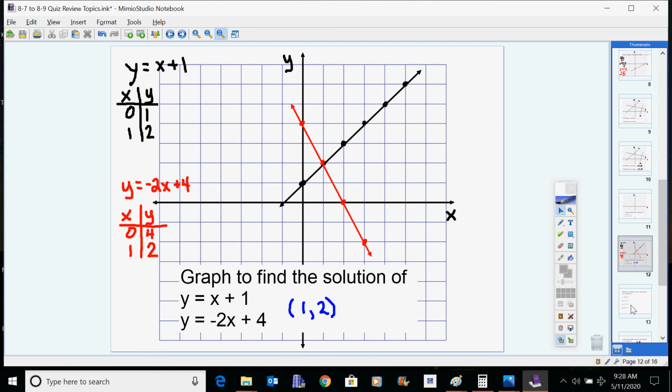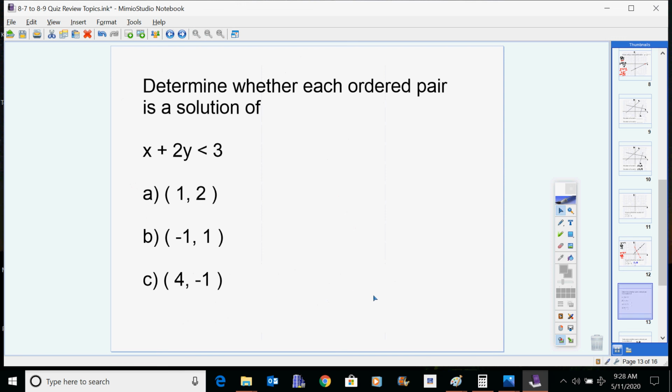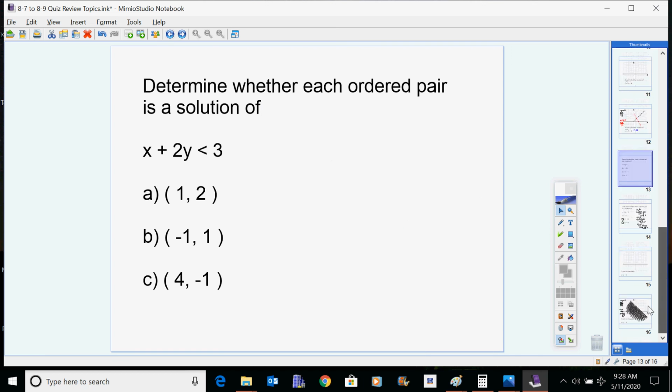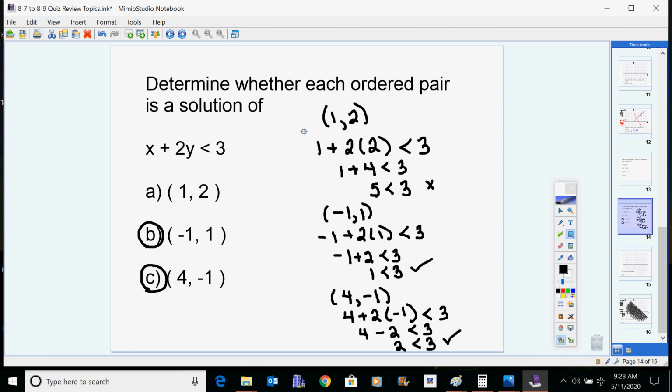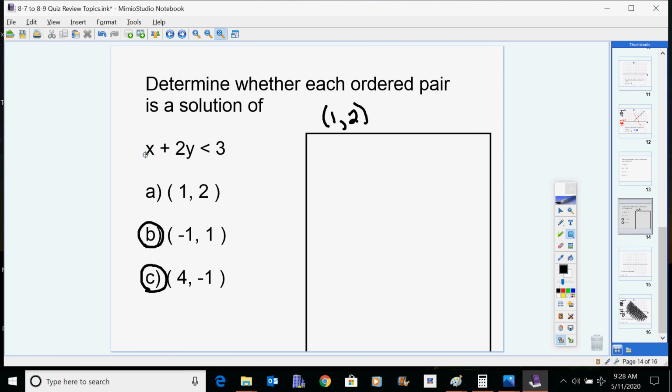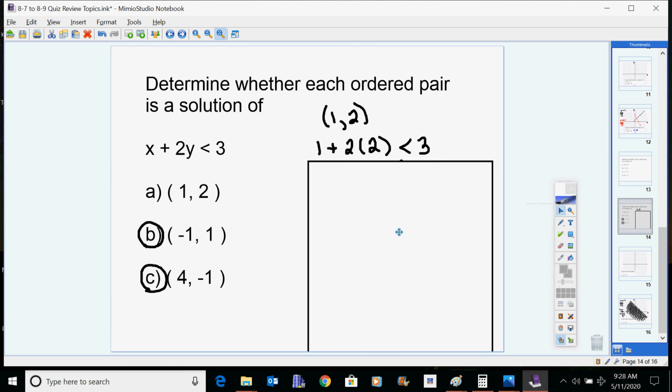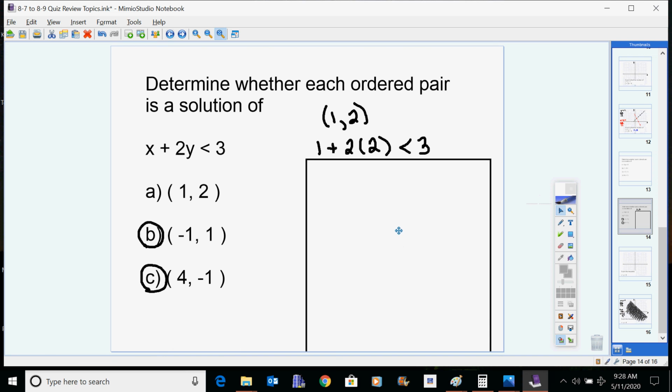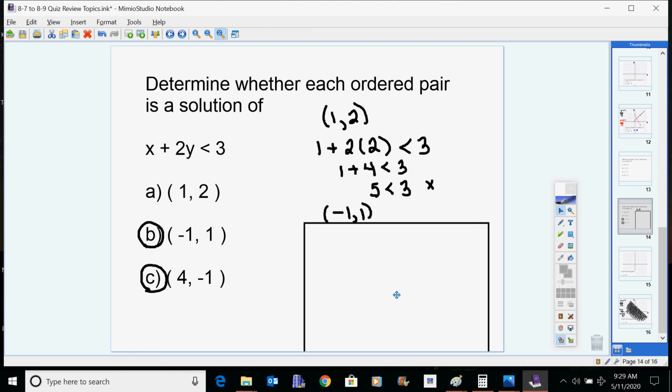All right, another thing that you need to be able to do is find out whether certain numbers will make this inequality true. So there will be some of that on your quiz. In order to figure it out, you need to plug in your values. So for example, if I want to find out if 1, 2 works in here, you plug in 1 here and you plug in 2 here. So 1 plus 2 times 2 gives me 5. 5 is less than 3 is false.